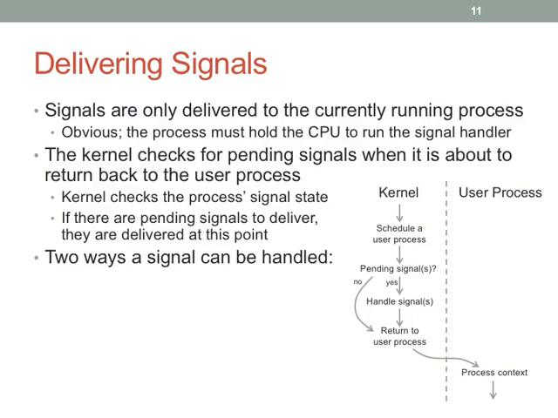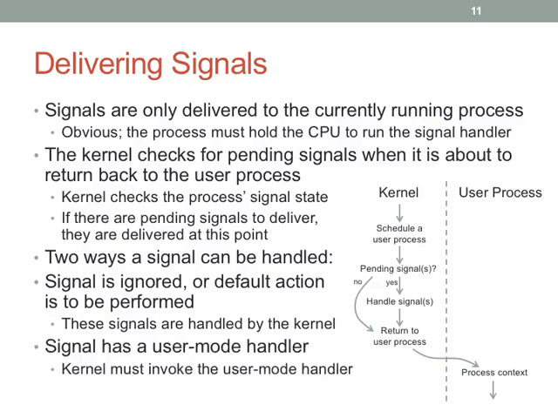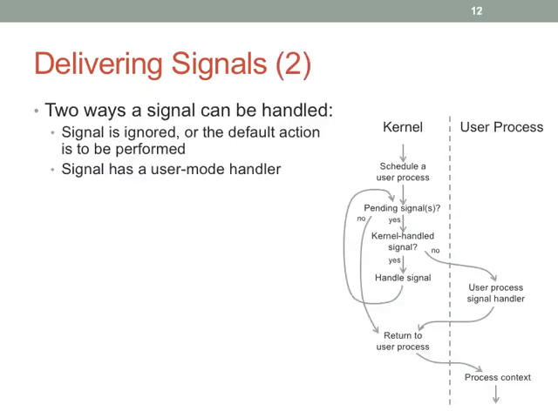Okay, so how can we handle the signal? Well, there's two ways, and this is expanding the handle signals part of this question. We either ignore it or do the default action, and that's easy enough. All of this is handled inside the kernel, so that can stay on the kernel side of the dotted line. The other option is that we have a user mode handler. Okay? So that's the other possible resolution that we have. Okay? Pretty obvious. So this is the more complicated flow.